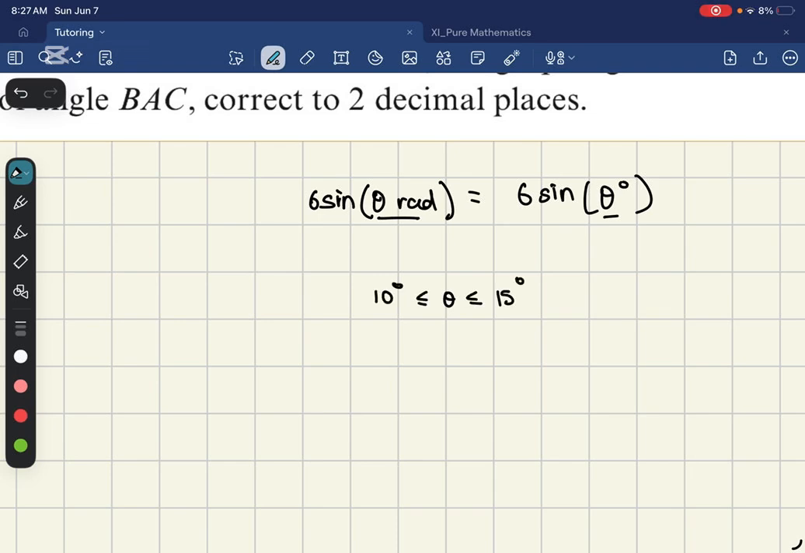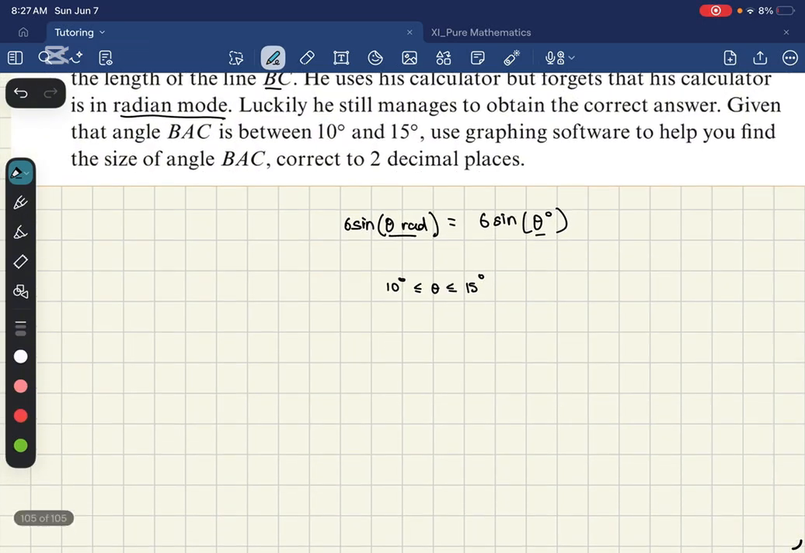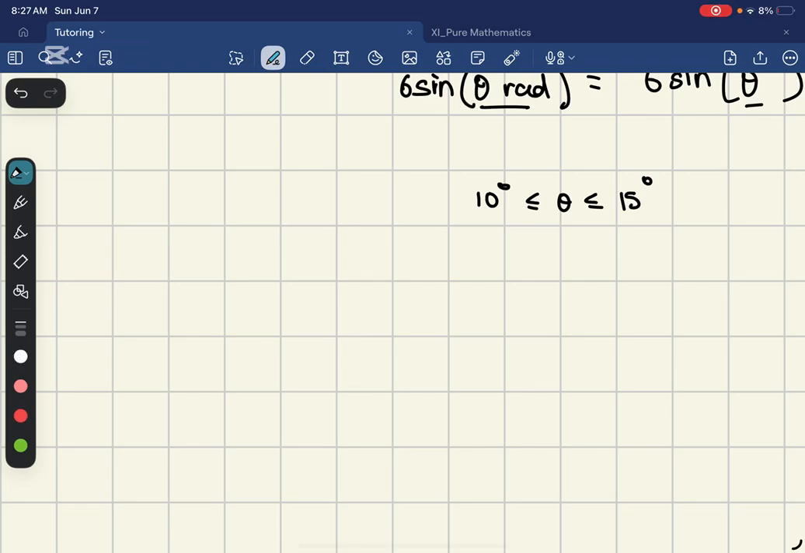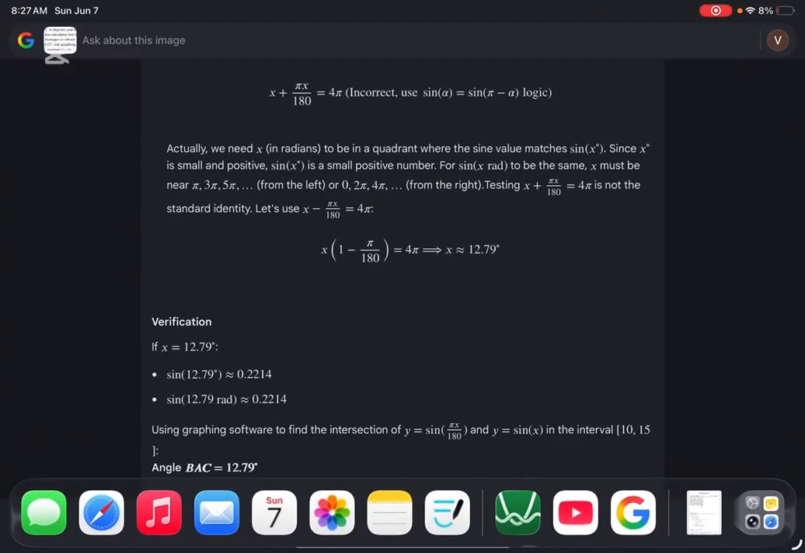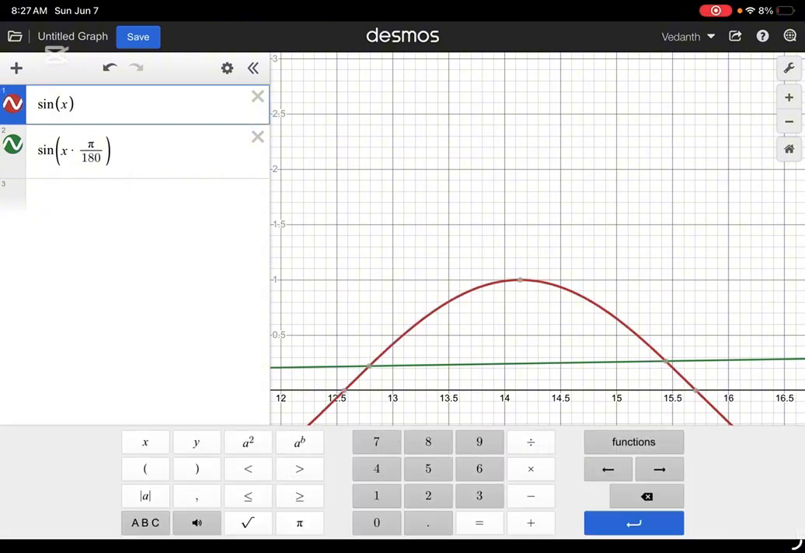All right, so now we are asked to use a graphing software to help us find the angle BAC. So we are going to plot. So if you go to a graphing software, which I am going to do right now, this is Desmos, right? So sine x, the default plot is in radians because SI unit, right? So here, sine x, it's plotting in radians. And if you want to plot in degrees, you have to multiply x by pi over 180.